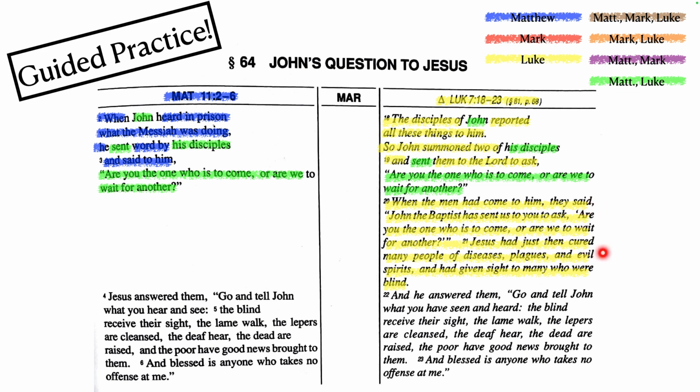And as to what it is, it's simply a summary statement of what Jesus had done, that he cured many people of diseases, plagues, evil spirits, and gave sight to many who were blind. Many of those things are going to be repeated right down here. So you could say because it's repeated, it would make sense that maybe Matthew took it out because of the repetition. Or it could be that Luke put it in from the Q source or from Matthew as a way to introduce the quotation that's going to be right there. So there are different explanations for why that material is present in Luke and absent in Matthew.